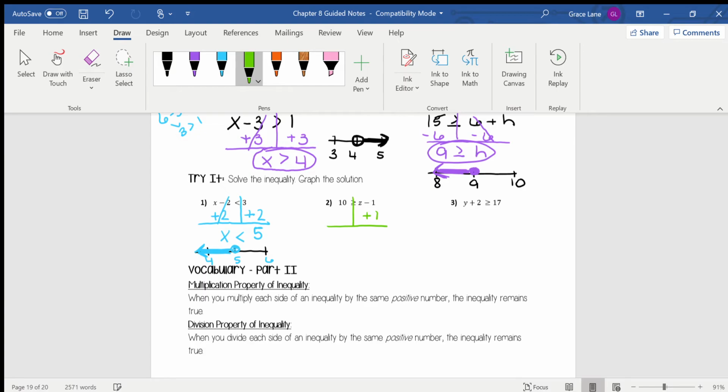Okay, next. You add 1 to both sides because the opposite of minus is plus. These cancel. 10 plus 1 is 11, greater than or equal to z. Draw a little number line.